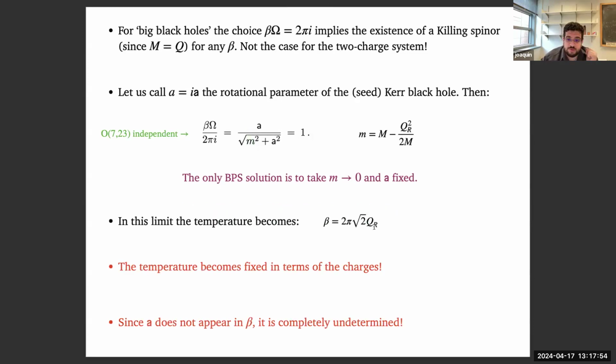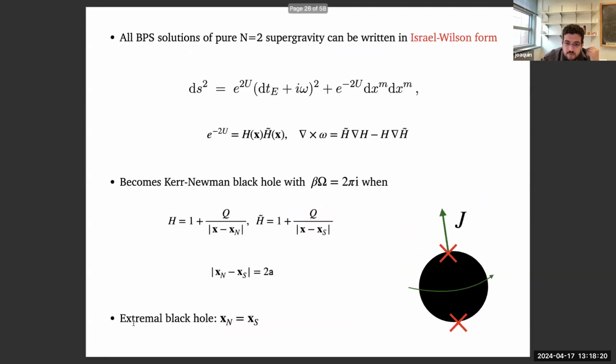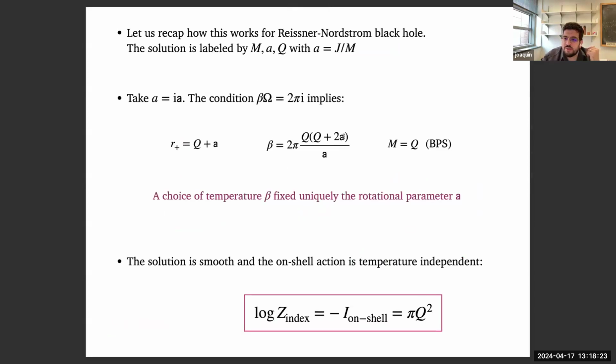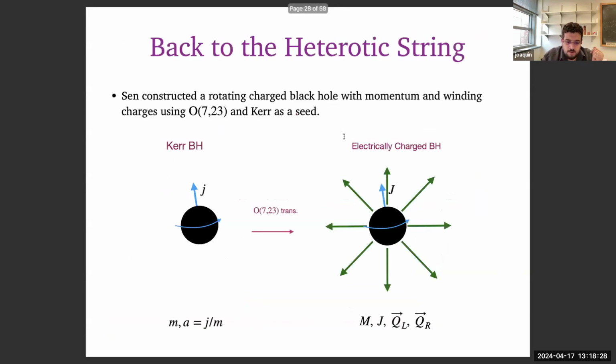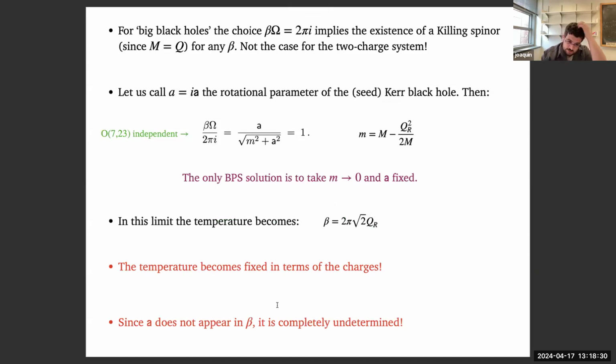In this limit, the temperature becomes a function of Q, so we have the same problem as before. But it's even worse because now we have a temperature that is fixed in terms of the charges. Well, I should be able to compute the index at any temperature I want. And again, the problem is that A doesn't appear in beta. When you send M to 0, beta becomes a function of Q, but not of A. In the Reissner-Nordstrom case, beta was a function of A, so A is determined by beta, and I can pick any beta I want. But for this small black hole, beta is fixed.